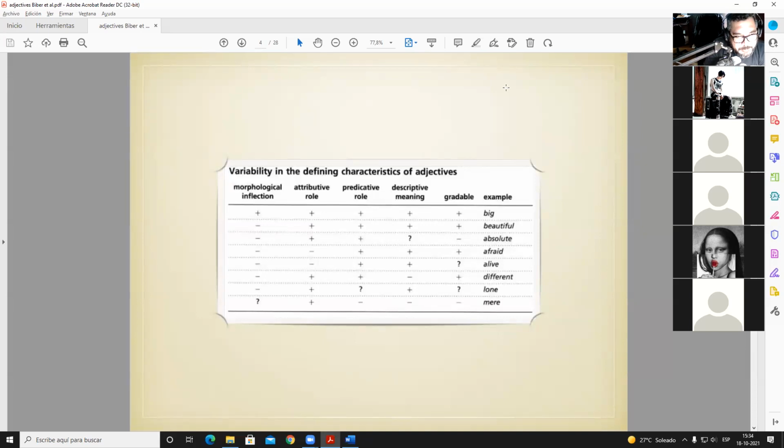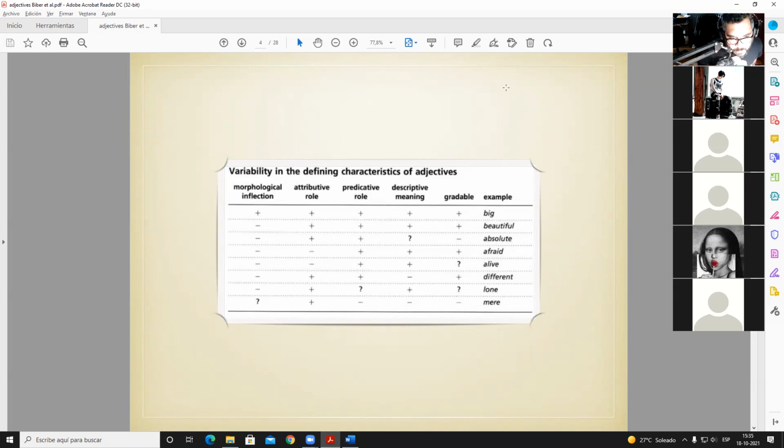Can I use it predicatively? Yeah, I can say this is big. I am big. Descriptive meaning. I don't agree that much with this idea because I think that every single adjective is providing a characteristic for an entity. So when they say descriptive meaning, it is quite obvious that an adjective will describe an entity. So I don't get that much, right?